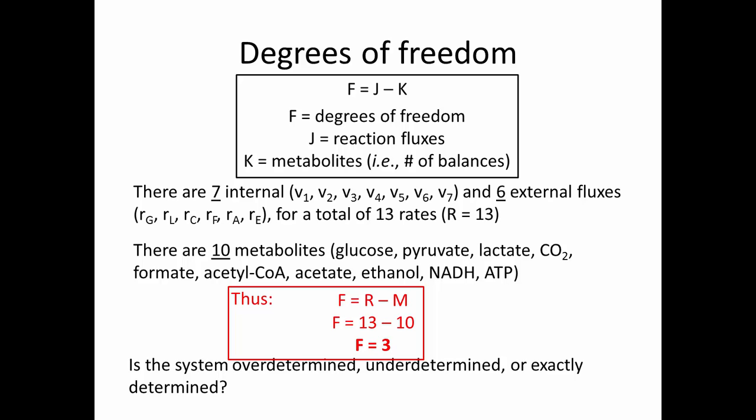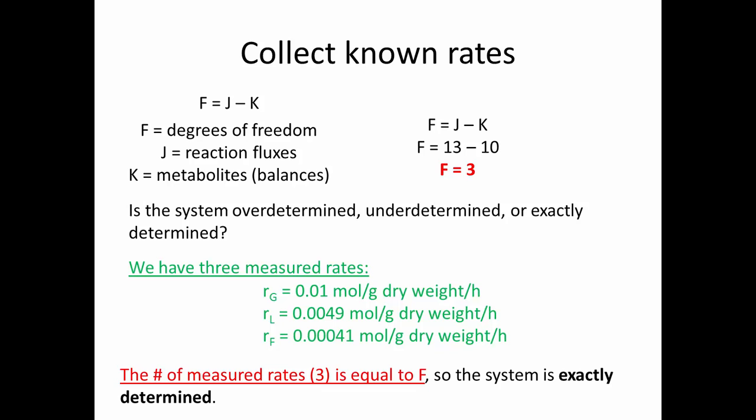So is the system here overdetermined, underdetermined, or exactly determined? Well, let's look at the rates that we have. Our degrees of freedom is 3. So we have 3 measured rates, as it turns out. So we have our Rg, our rate of glucose uptake, our rate of lactate efflux, and our rate of formate efflux. Therefore, with our number of measured rates equal to F, the system that we are looking at here is exactly determined. This is an exactly determined system. So getting an answer is going to be fairly straightforward.